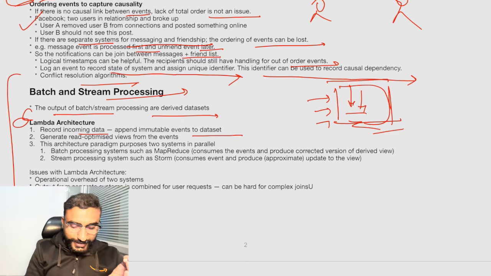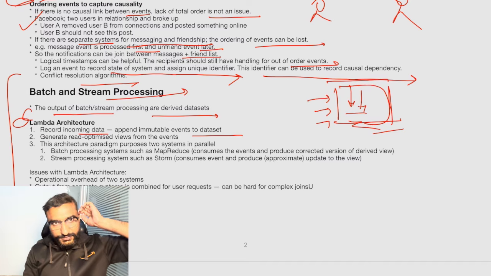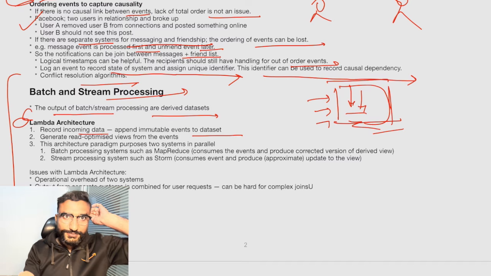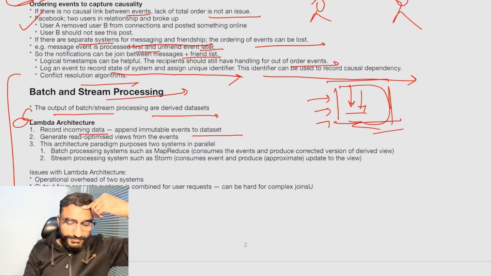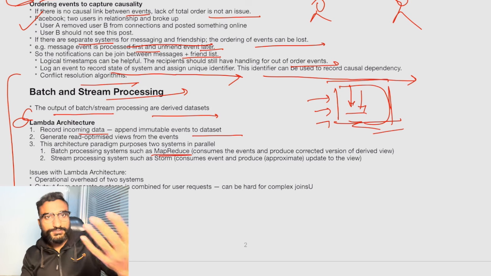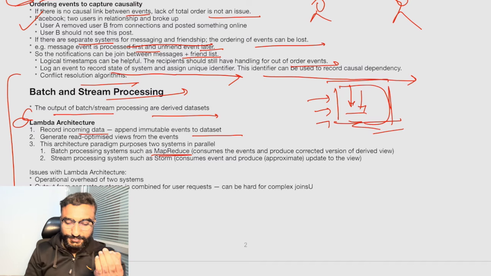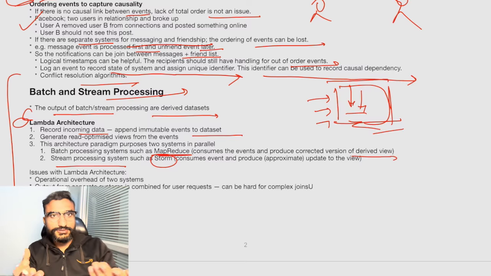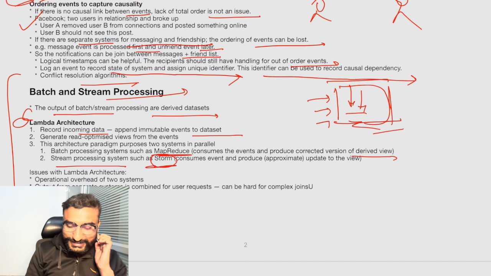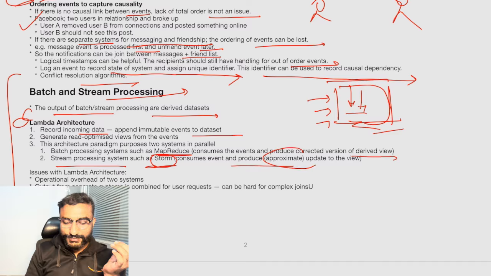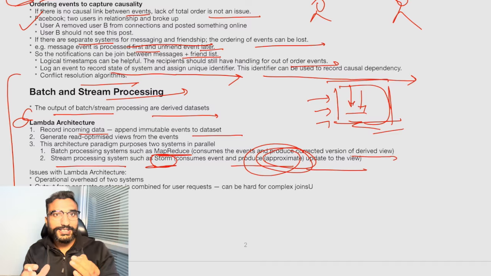This architecture paradigm proposes two systems in parallel: one is a batch processing system, another is a stream processing system. The batch processing system can use some sort of MapReduce. It consumes the events and produces a correct version of the derived view. The stream processing system, such as Storm, can also be used. Apache Storm, Apache MapReduce, Apache Spark are all under the Apache Foundation. The stream processing system consumes the events and produces an approximate update of the view.